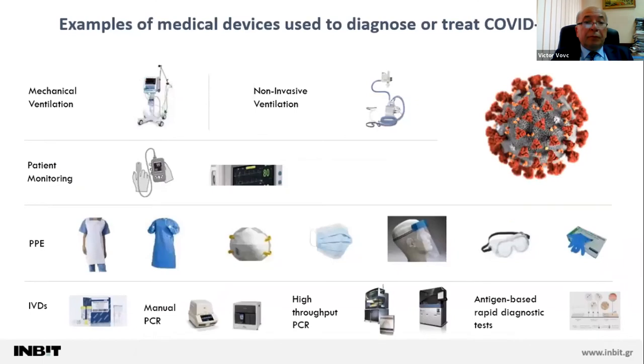Here we can see some examples of medical devices that were mainly used to diagnose or treat the COVID-19 disease. And these include some consumables like masks, needles, and gloves, but also higher cost or higher technology devices like intensive care unit ventilators, non-invasive ventilators, in vitro diagnostics, physiological monitoring systems, pulse oximeters, etc.